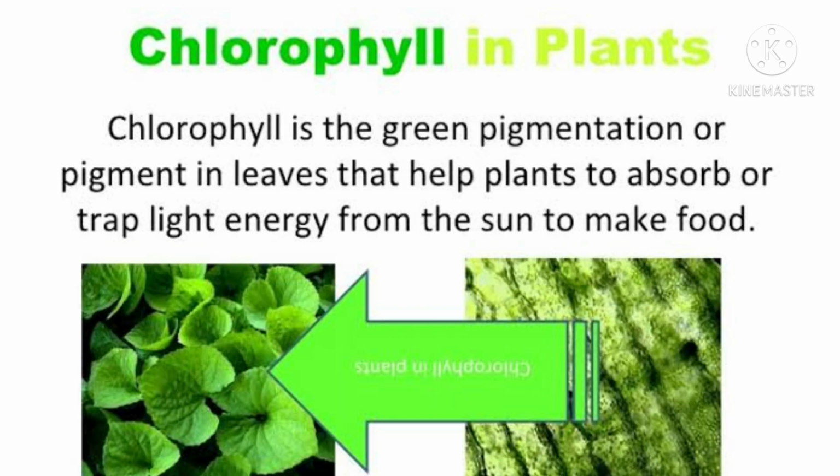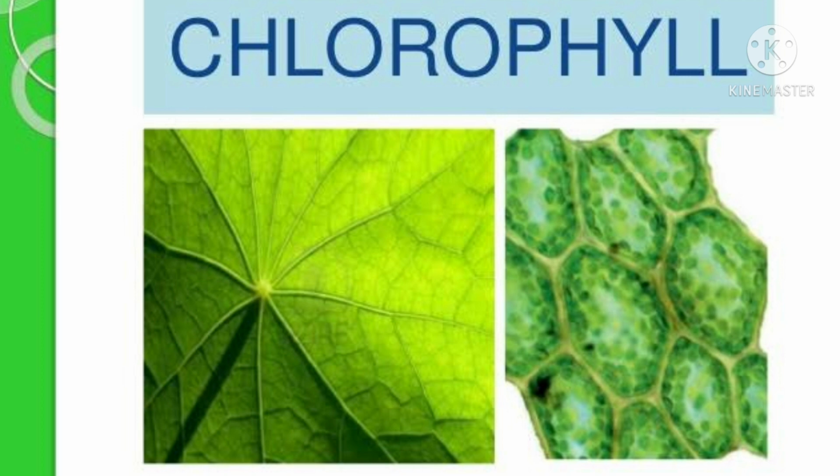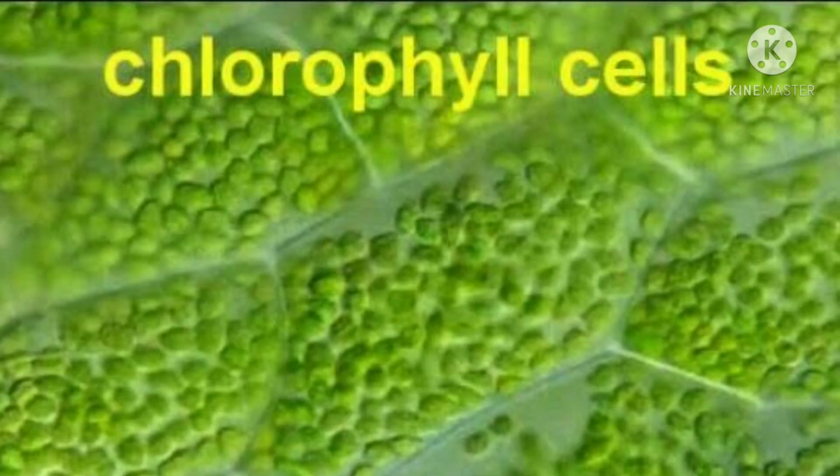Now, what is chlorophyll? Chlorophyll in plants. Chlorophyll is the green pigment in leaves that helps plants to absorb or trap light energy from the sun to make food. So, we have understood that chlorophyll traps the energy from sunlight. We can see in the picture that in the leaves there are some chlorophyll cells.